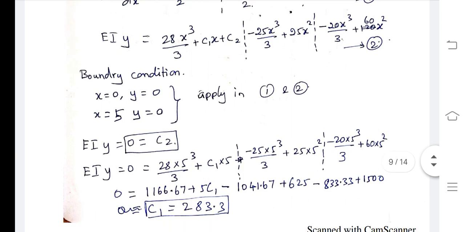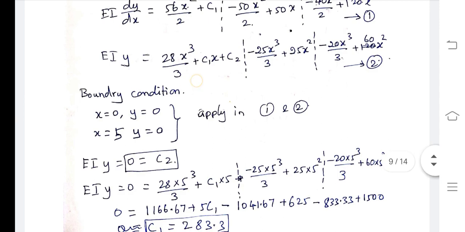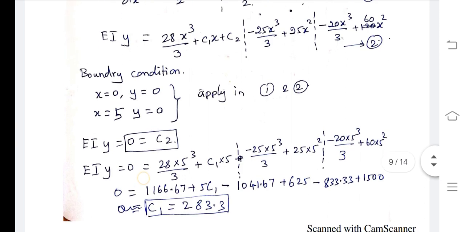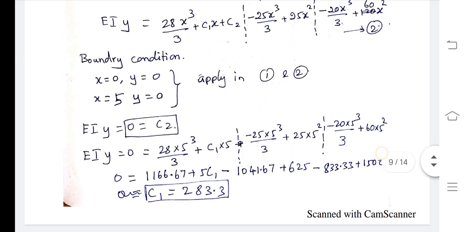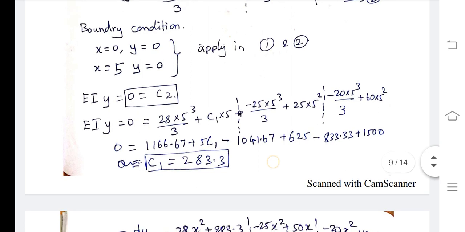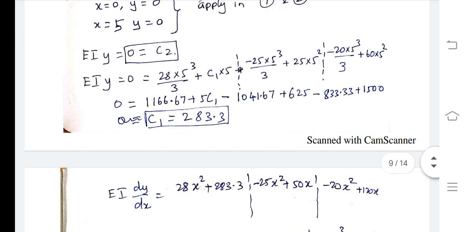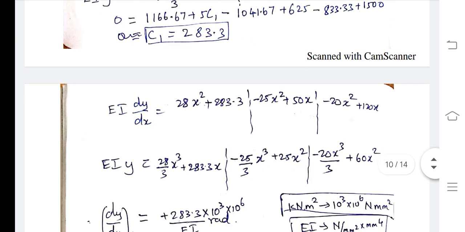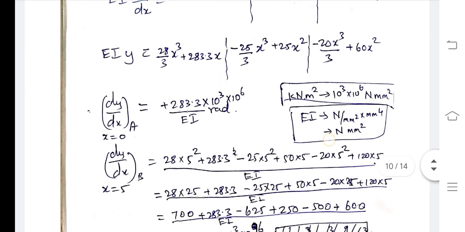But for the second boundary condition, x is equal to 5, y equal to 0. When x is equal to 5, you have to use all the three combined, because it is in the third segment. So substituting x equal to 5 in the y equation, you will get the c1 value as 283.3. Then substitute the c1 and c2 values to get the modified slope equation and modified deflection equation. Now we have to find the slope and deflection at different points.